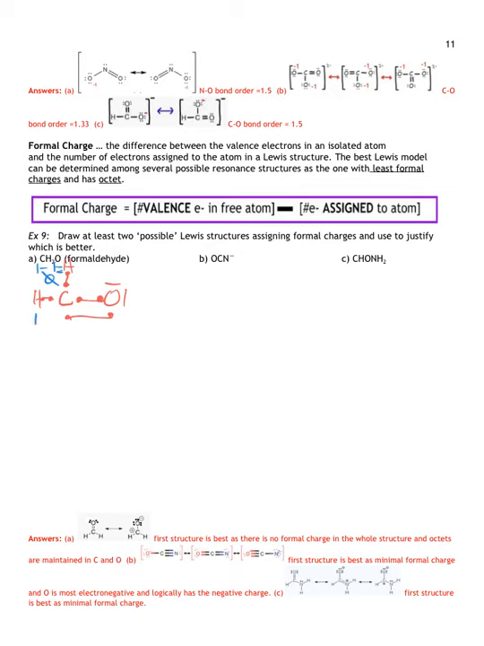I do the same thing for this hydrogen on the left. So 1 minus, there's only 1 electron assigned to that hydrogen that belongs to that hydrogen. So 1 minus 1 is 0.